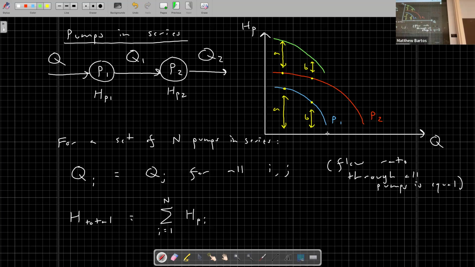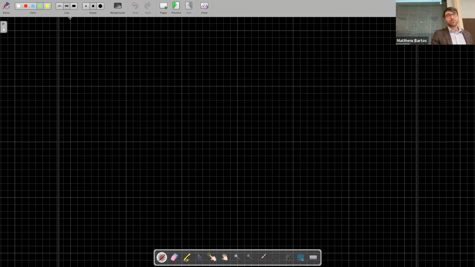But this is the easier of the two cases. You just add the two pump curves together. Okay, sounds like you are pretty comfortable with that. So this is the pump curve for the pumps operating in series. Let's talk about pumps in parallel because it's a bit more challenging.